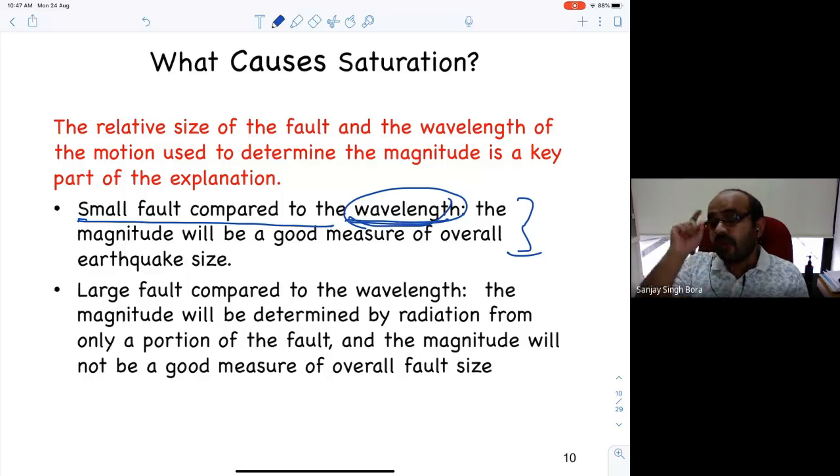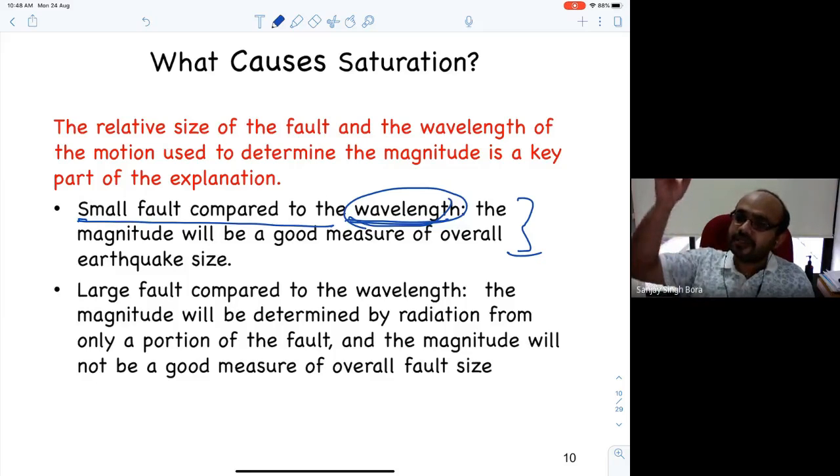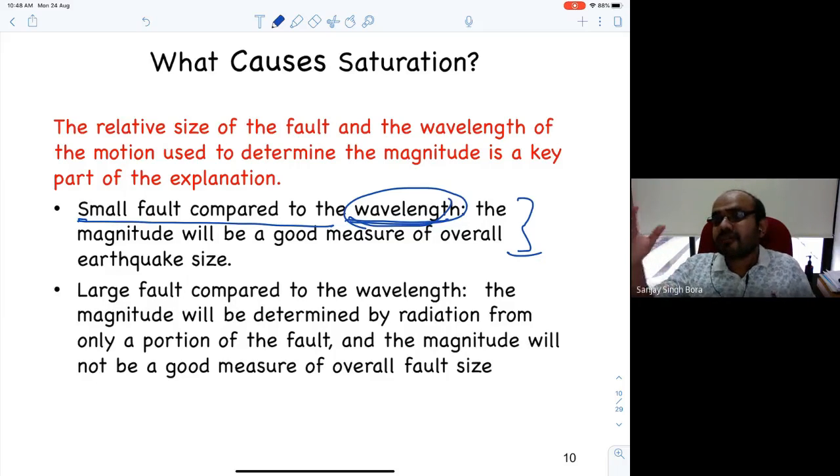So that means for bigger earthquakes, mb and Ms are using smaller wavelengths in their measurement in comparison to the earthquake size. They work for smaller magnitudes because smaller magnitudes have a smaller fault size, and the wavelength which we are using to measure and the size of the fault are comparable. In that case, we can easily measure the size of the earthquake.